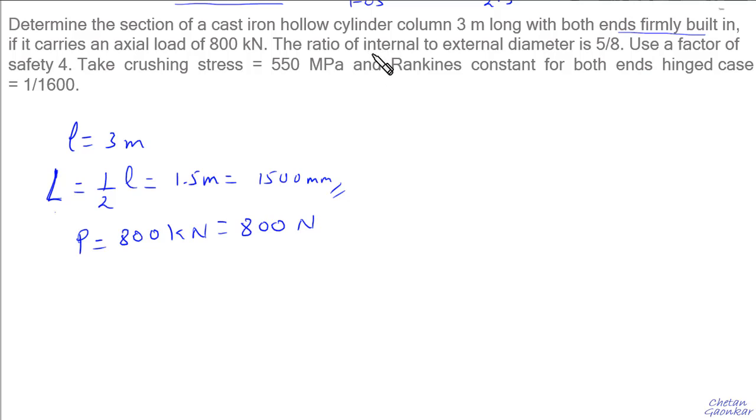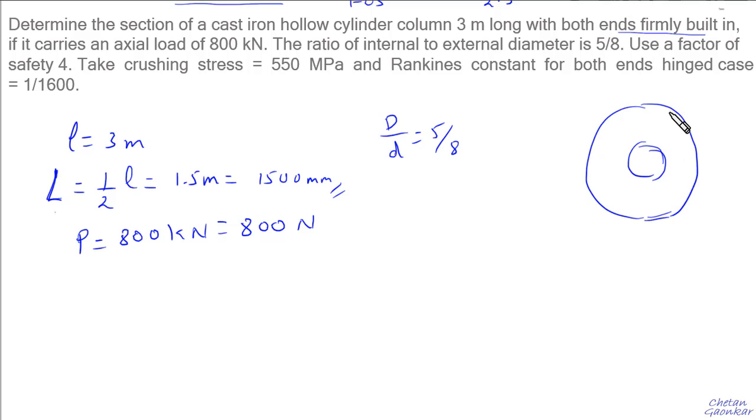Okay, the ratio of internal to external diameter is 5 by 8. So what it is saying is capital D by small d is 5 divided by 8. Here this is the external dia, this is the internal dia. So this is capital D, and from here to here it is small d. The ratio of capital D by small d is 5 by 8, which will be required later on.